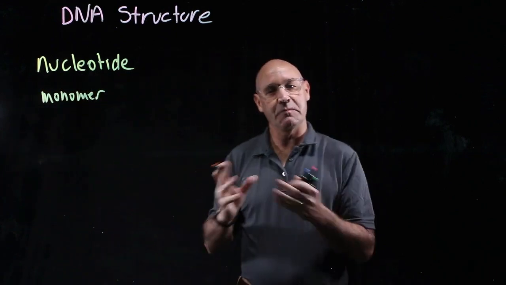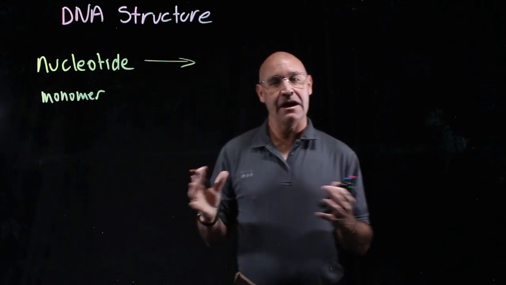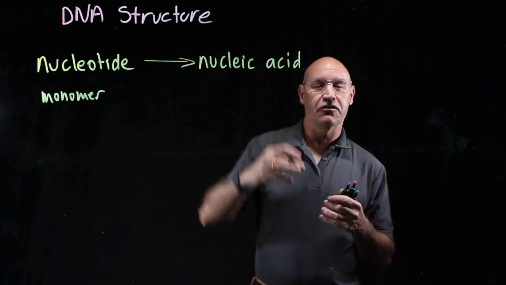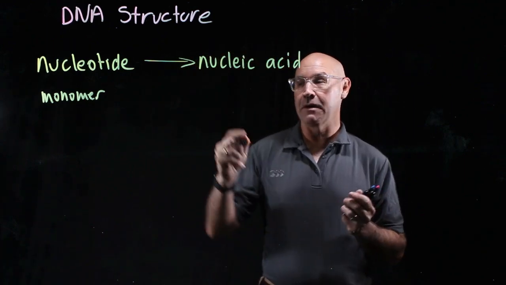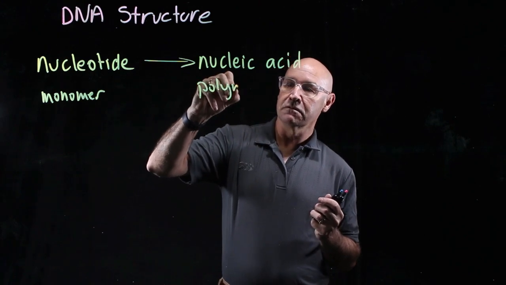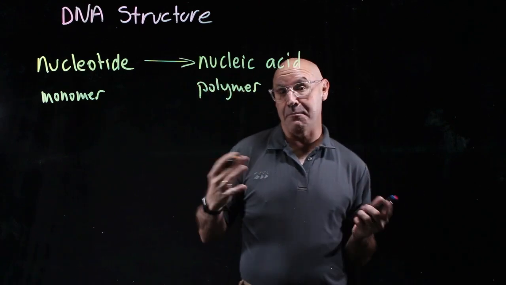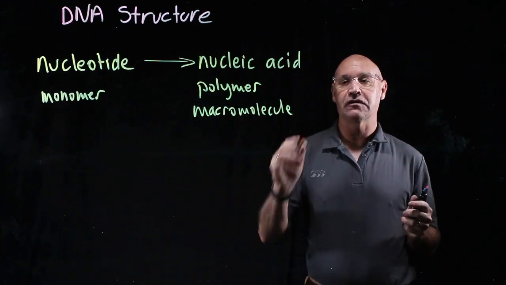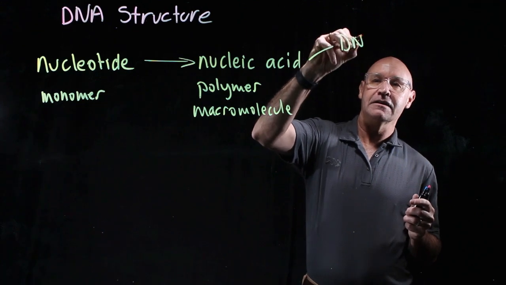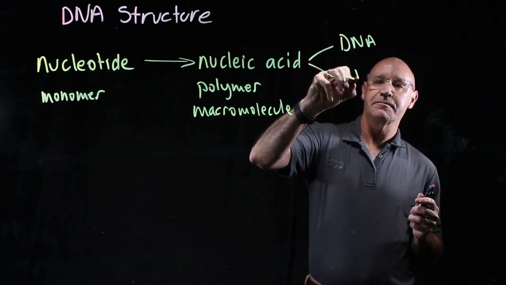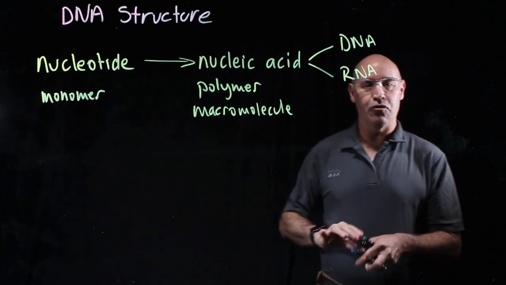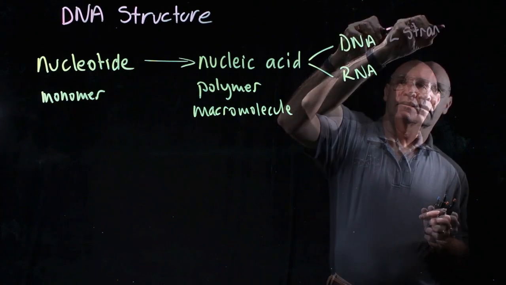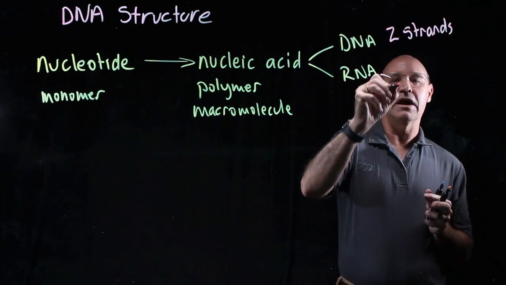So that's the subunit. When we put them all together, we have what's called a nucleic acid. So the nucleic acid is the polymer, otherwise known as a macromolecule. Now, with nucleic acids, we've actually got two different types. We have DNA and we've got RNA. A couple of really important differences. Firstly, DNA has got two strands, whereas RNA has got one strand.